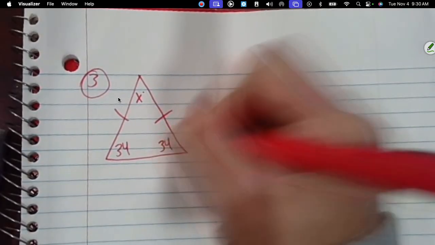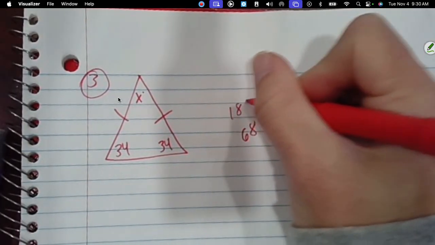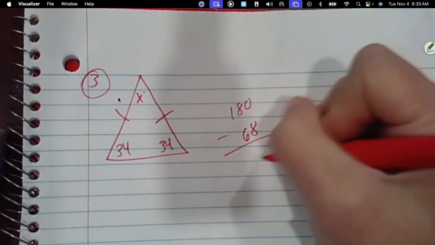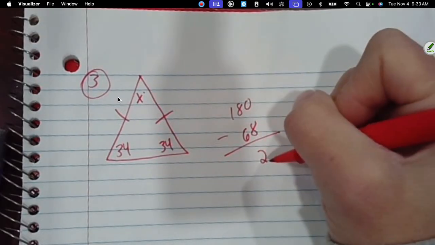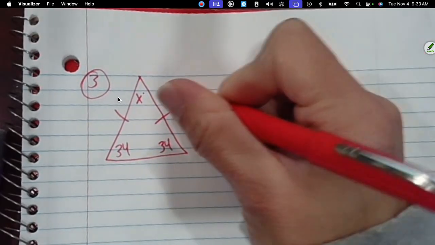We did one kind of like this already, I think. Yeah, it is. The other angle is 34. So 34 plus 34 is 68. And so you would take it away from 180. I made this up. I don't know. What is that? 112. Yeah, it's just 112. You don't split this one.